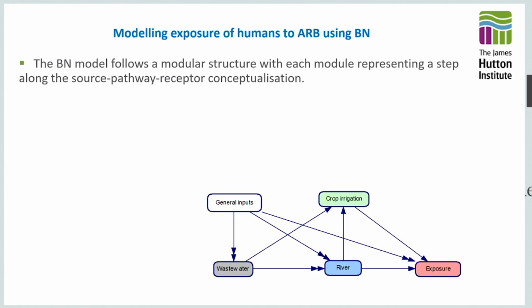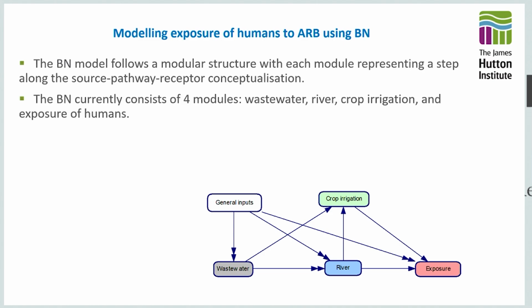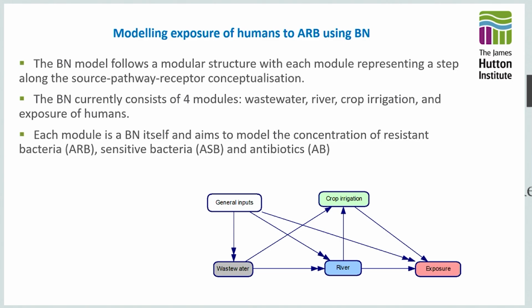Right, so in our model we cover wastewater, river, crop irrigation, and exposure. I don't have time to go into all of these modules, but I'm only going to show the exposure module at the end. So we follow the source pathway receptor pathway with these modules. And in each module, we are interested in the concentration, so absolute abundance of resistant bacteria, sensitive bacteria, and antibiotics.